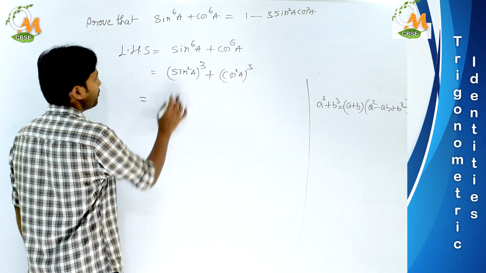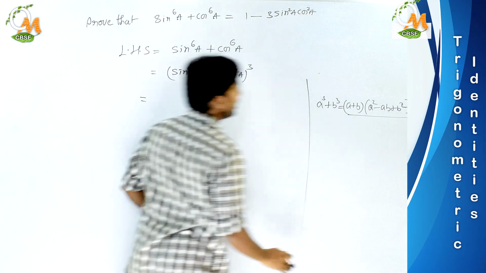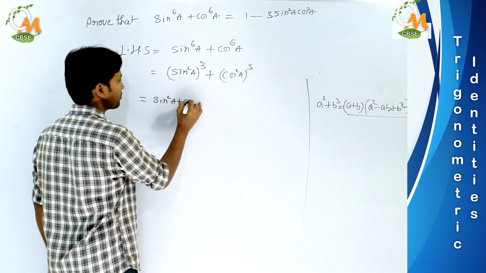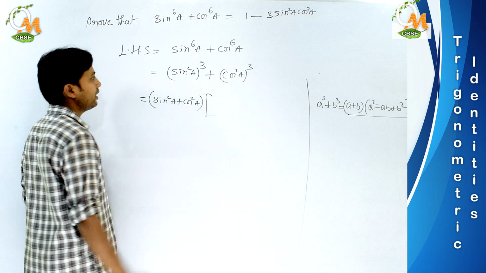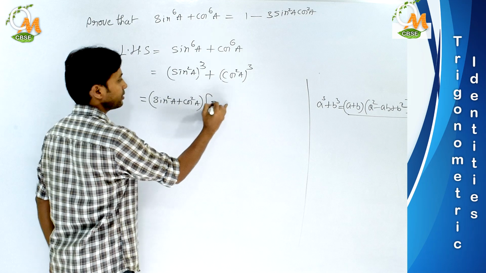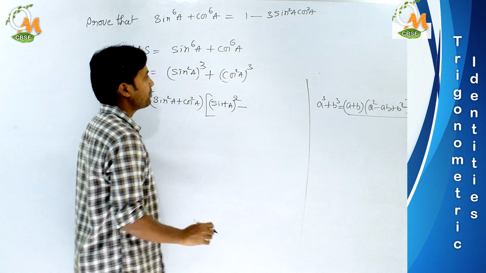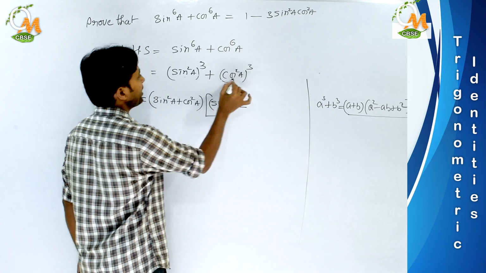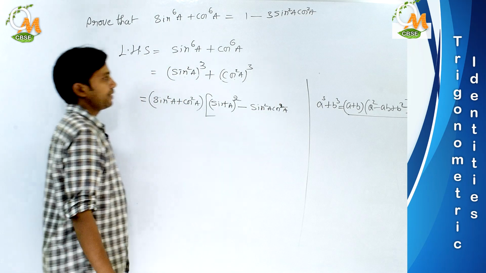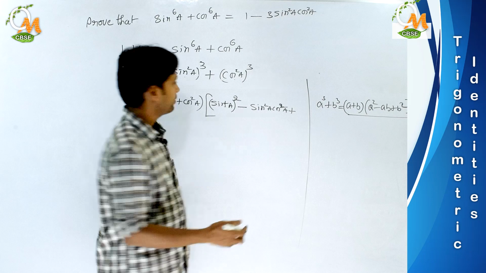So just see. If you consider sin square a as a and cos square a as b, then how can we expand a cube plus b cube? A plus b means sin square a plus cos square a, into a square, which is sin square a whole square, minus ab, which is minus sin square a cos square a, plus b square, where b is cos square a, so cos square a whole square. Write it down.